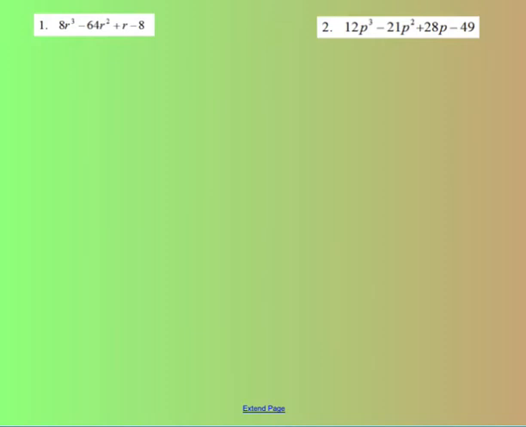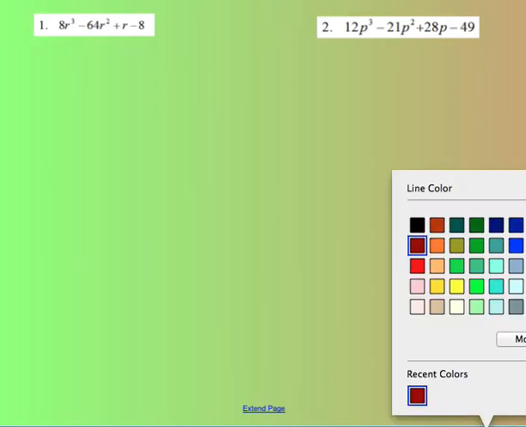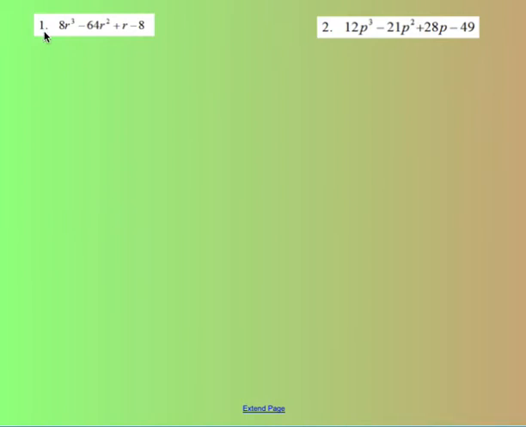So let's take a look at number 1. For number 1, the first step is to split it into two groups. So that's what I'm going to do to start off with. I'm going to put this group, and then I'm going to put that group. Then I'm asking myself, what divides 8 and 64? Well, the answer is 8. Next, I'm asking myself, I have 3 r's and I have 2 r's, so how many r's can I take out of each term? And that's going to be r squared.